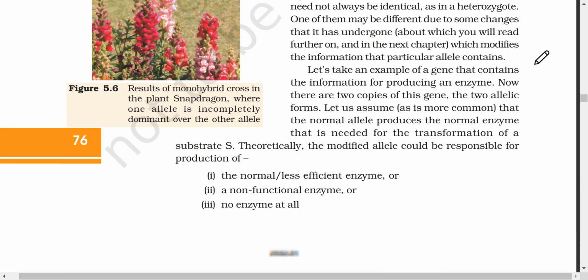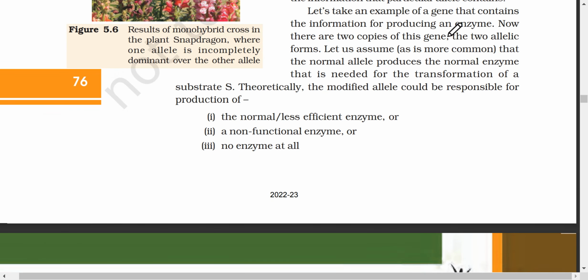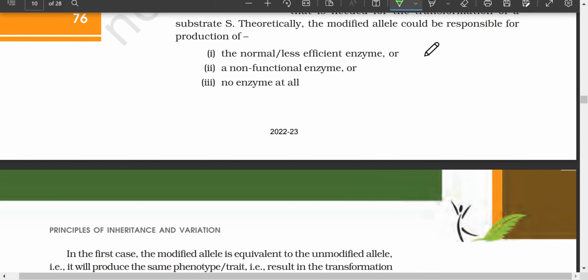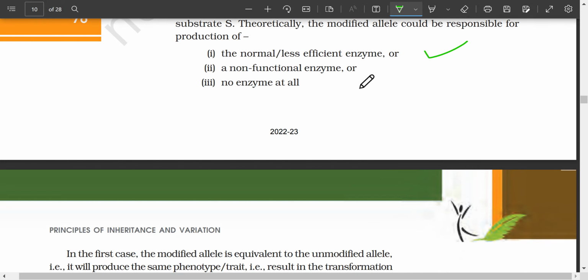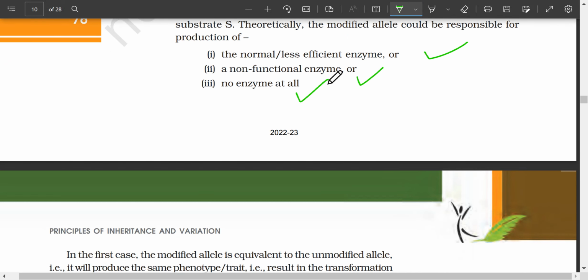Let's take an example of a gene that contains the information for producing an enzyme. For example, now there are two copies of this gene, the two allelic forms. हर एक जीन के दो कॉपीज है, वो दो उसके alleles है. Let us assume, as is more common, that the normal allele produces the normal enzyme that is needed for the transformation of a substrate S. Theoretically, the modified allele could be responsible for the production of the normal or less efficient enzyme, a non-functional enzyme, or no enzyme at all.